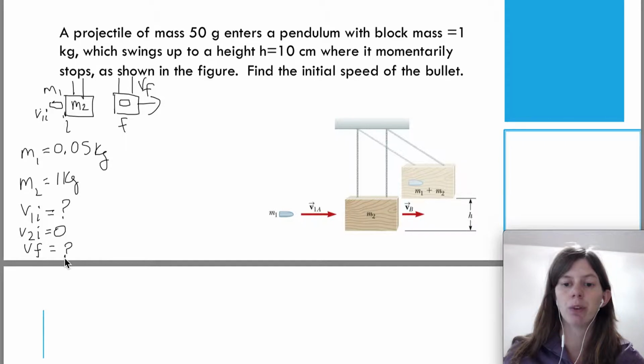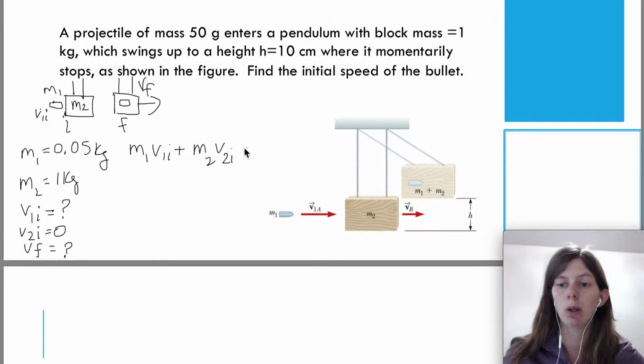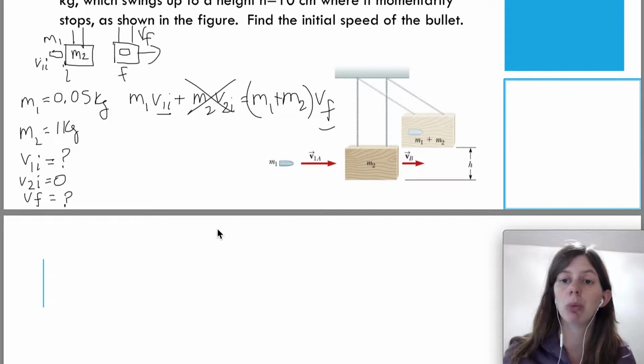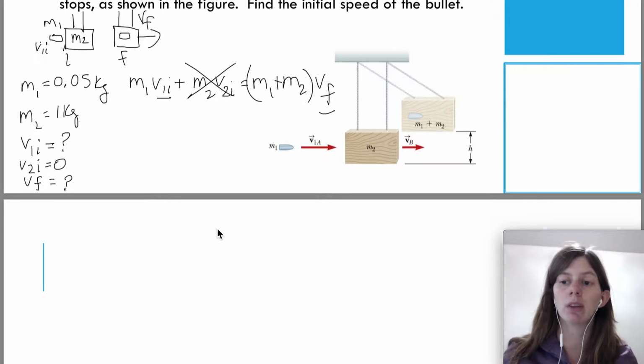So we have two unknowns here. We can write down conservation of momentum, M1 V1 initial plus M2 V2 initial equals (M1 plus M2) times V final. We can cross out the V2 initial term, because that's 0. But we have two unknowns. We don't know V1 initial, we don't know Vf. So what we need to do is take a break and then look at the second part of the problem where this happens immediately after the collision.